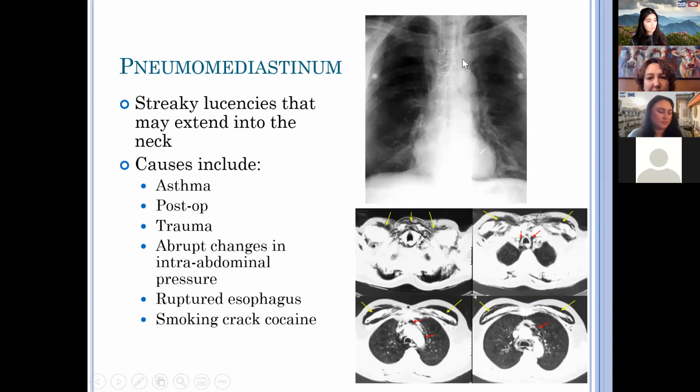And so what you can see is up here, you can see this line of air that follows along the mediastinum. It's a very streaky appearance. It may extend all the way up into the neck. And you can see on the CT scan, this air within the soft tissues of the neck. You can see it outlining here just alongside the trachea. Here in the mediastinum, you can see all these black streaky areas with no lung markings.